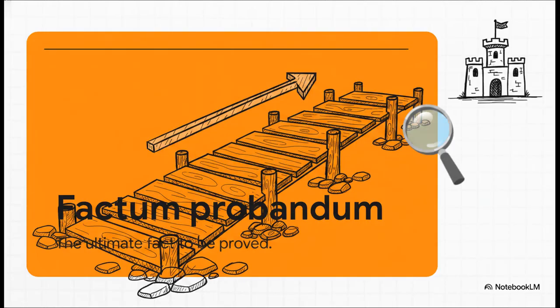So the whole point of evidence is essentially building a bridge, right? You're trying to establish that logical link between the evidentiary facts and the ultimate fact in dispute. The factum probandum is your destination. It's the ultimate proposition you absolutely must prove. And the factum probans? Well, that's the material you use to build that bridge, the evidence itself.